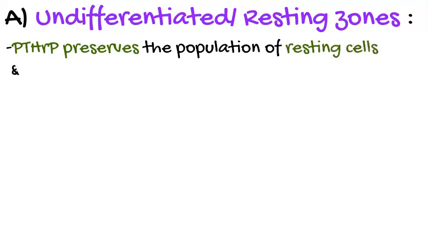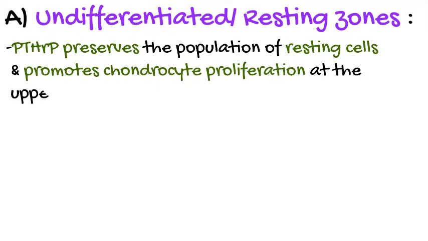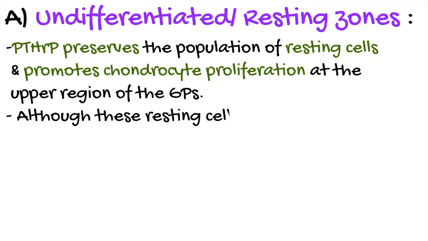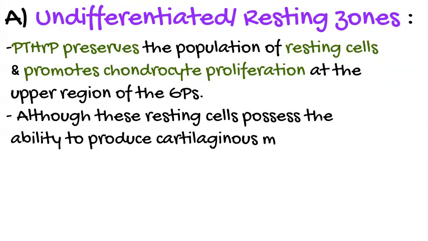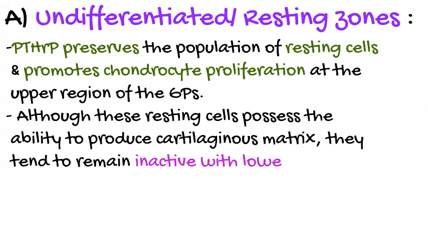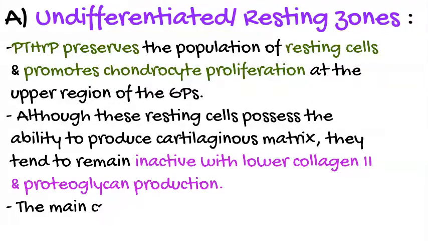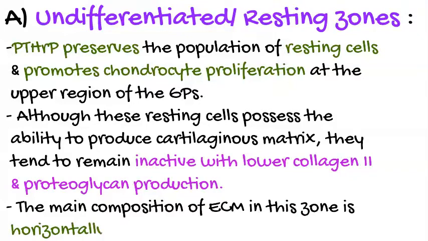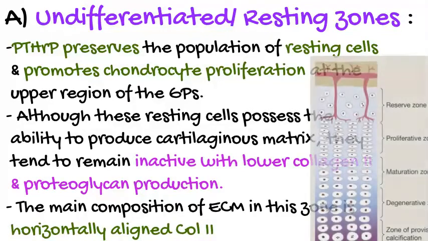Parathyroid hormone-related protein mainly preserves the population of resting cells and promotes chondrocyte proliferation at the upper region of the growth plate. Although these resting cells possess the ability to produce cartilaginous matrix, they tend to remain inactive with lower collagen II and proteoglycan production. The main composition of the ECM, extracellular matrix, in this zone is horizontally aligned collagen II.